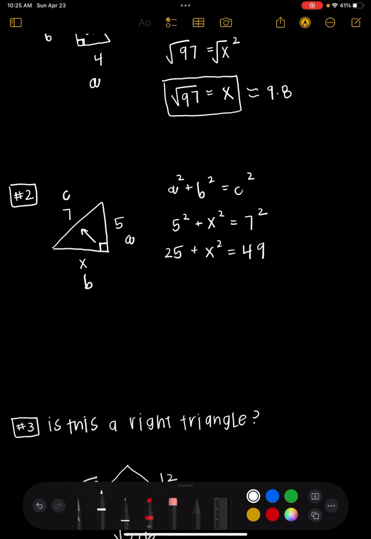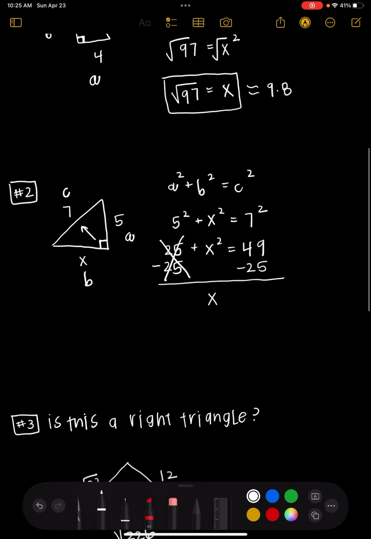So the first thing we want to do is get rid of the 25. And the way we do that is by subtracting 25 from each side. So when we subtract the 25, it cancels out over here on the left side, and we're just left with x squared. And then on the right side, we have 49 minus 25, which gives me 24. Okay, so now we have x squared by itself.